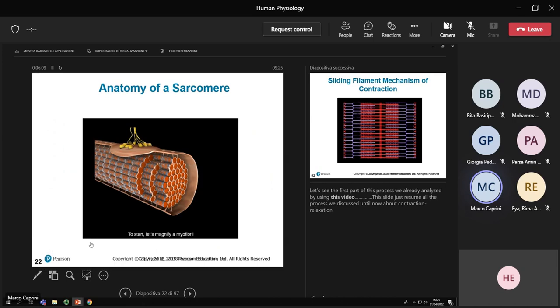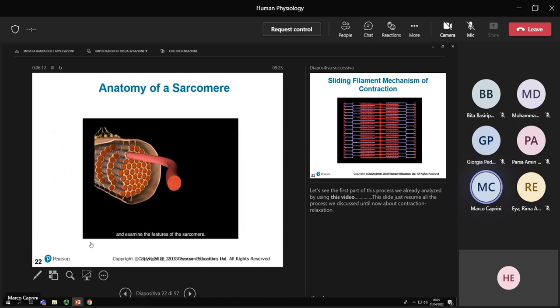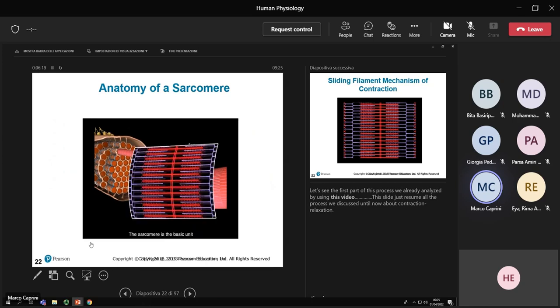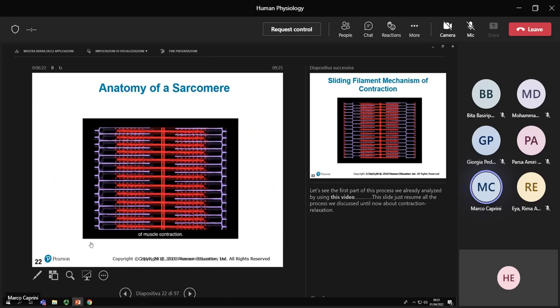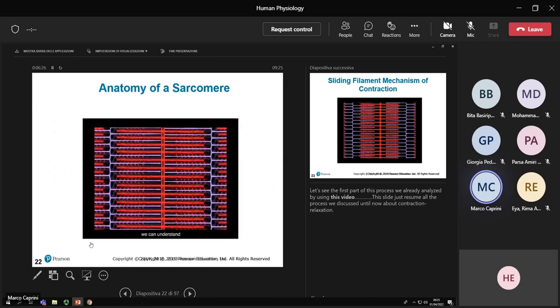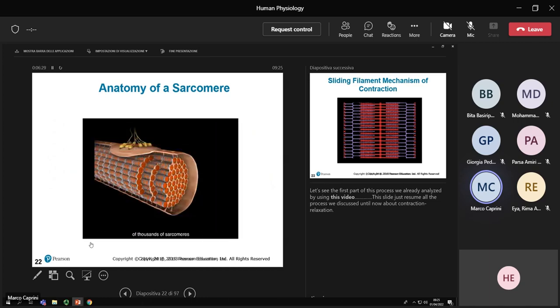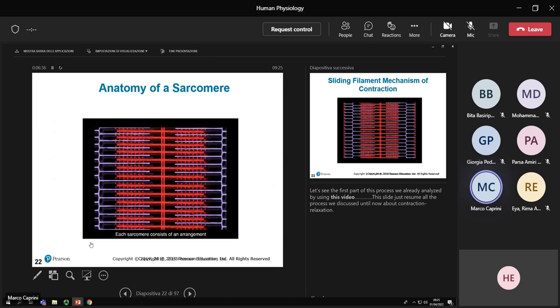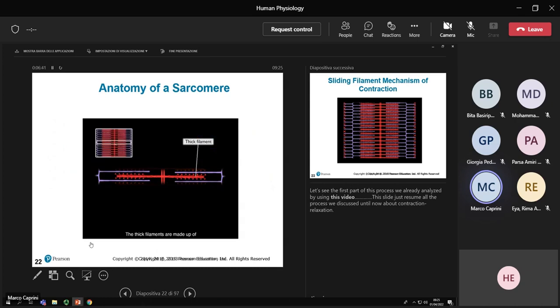To start, let's magnify a myofibril and examine the features of the sarcomere. Each myofibril is made up of thousands of sarcomeres. The sarcomere is the basic unit of muscle contraction. By understanding how one sarcomere shortens, we can understand how the simultaneous contraction of thousands of sarcomeres along hundreds of myofibrils leads to contraction of one muscle fiber. Each sarcomere consists of an arrangement of thick and thin filaments.